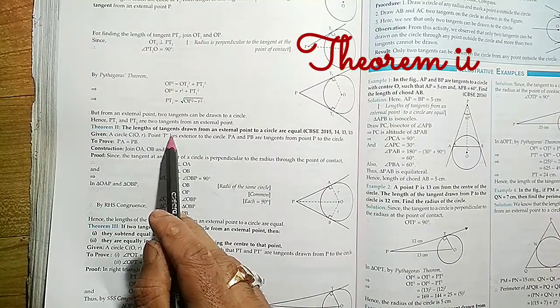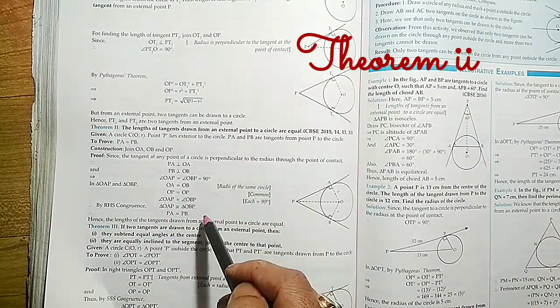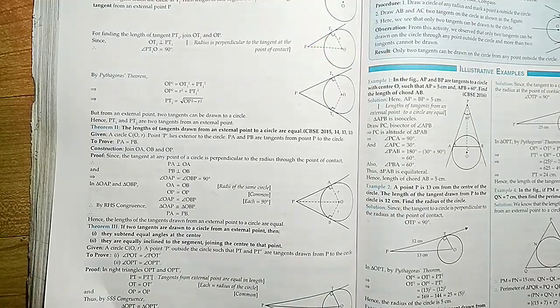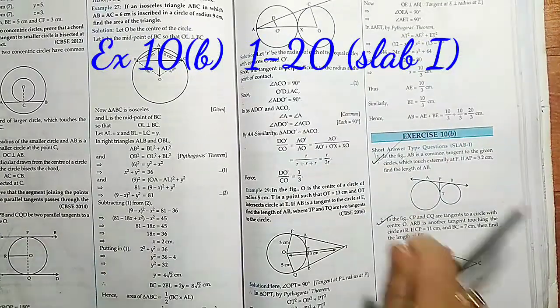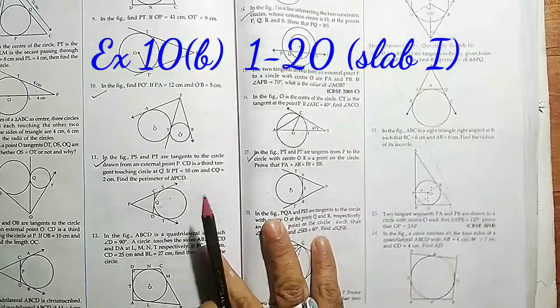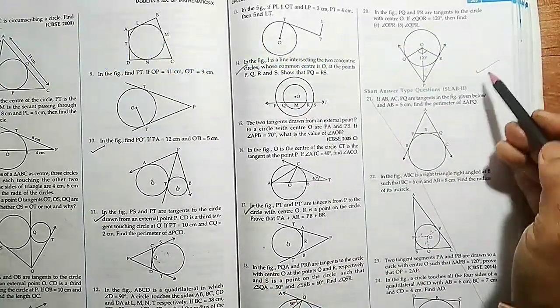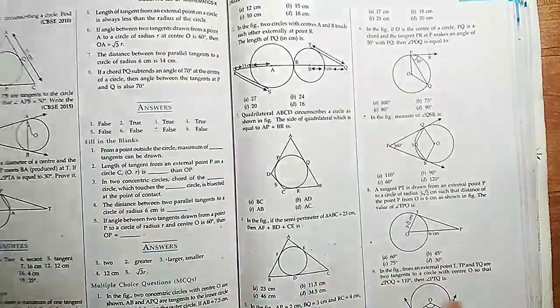In the next page you can see another theorem, theorem 2. The lengths of tangents drawn from an external point to a circle are equal. This theorem and the proof is required. In 10b, you have to prepare from question number 1 onwards. All these sums are required. You have to prepare up to question number 20. From 21 onwards it can be cancelled. That's all for chapter 10.